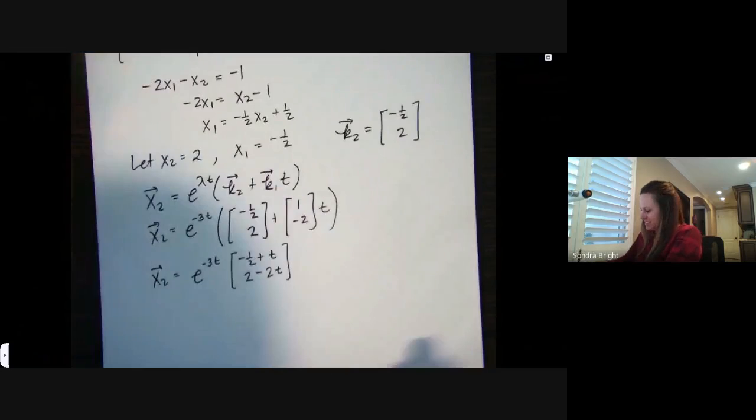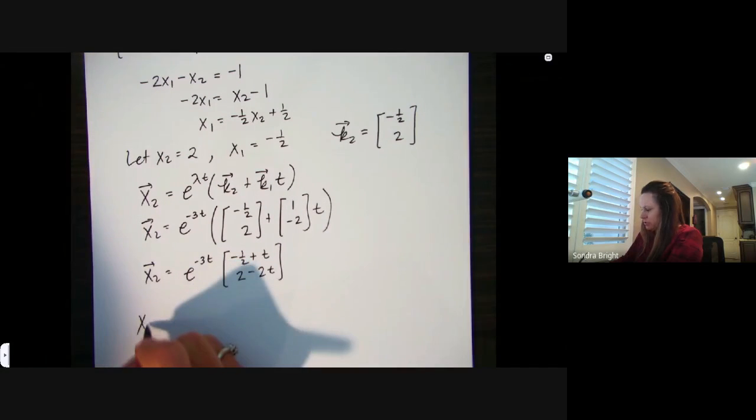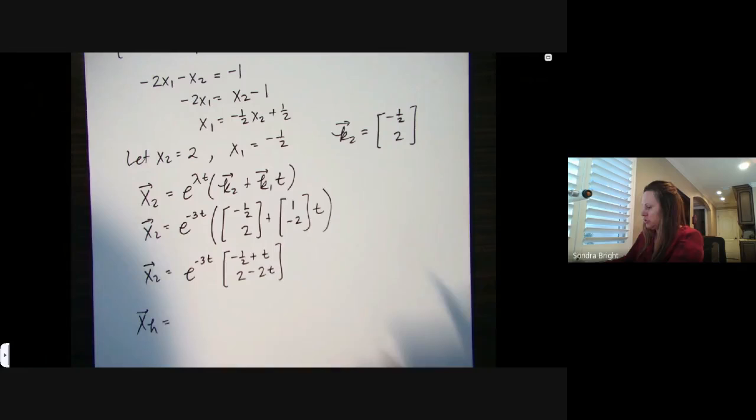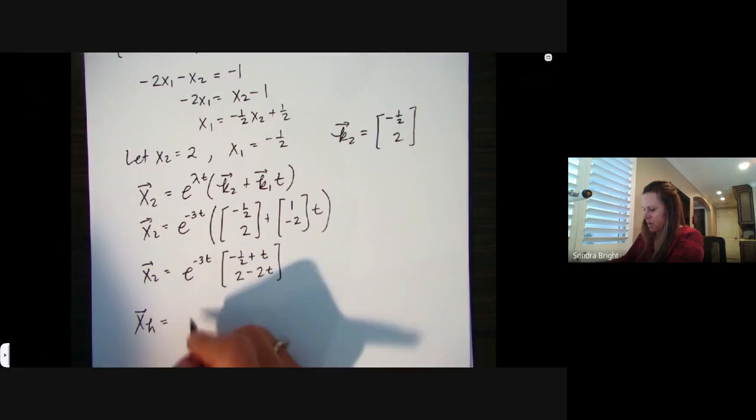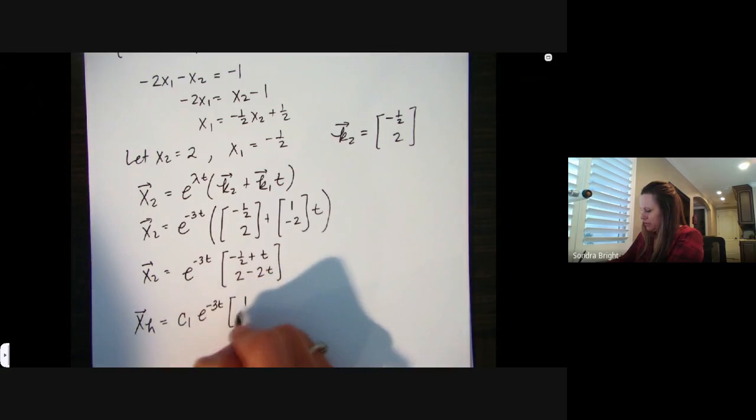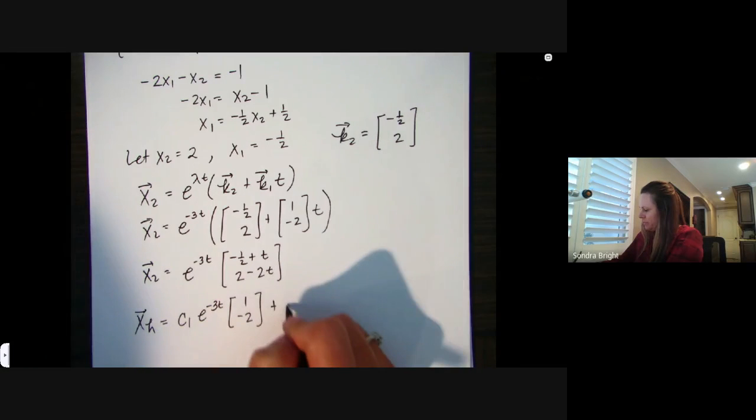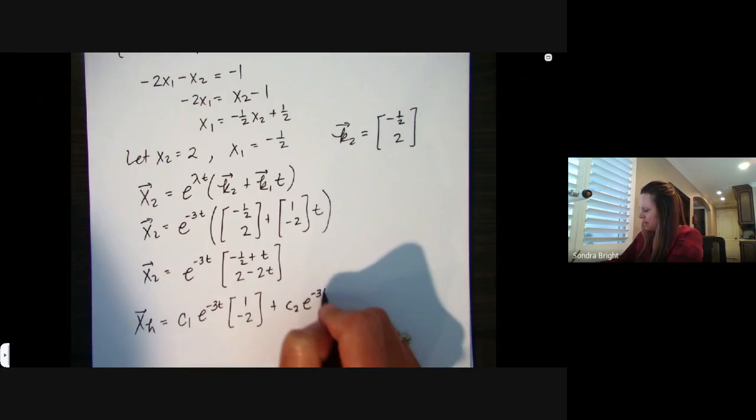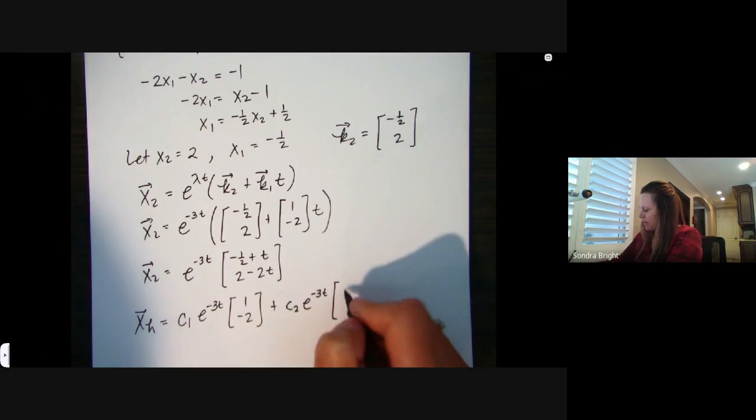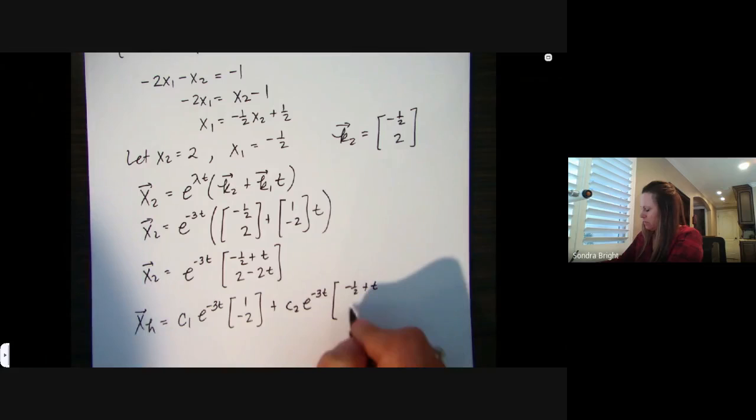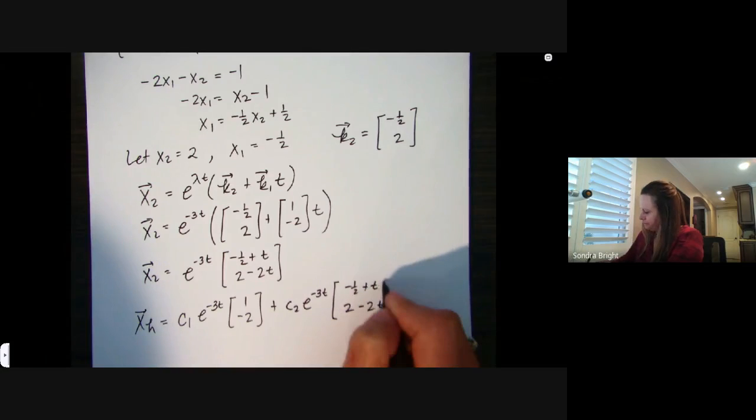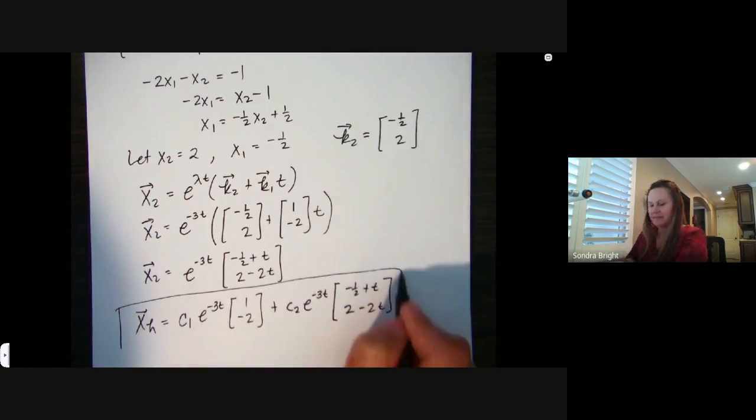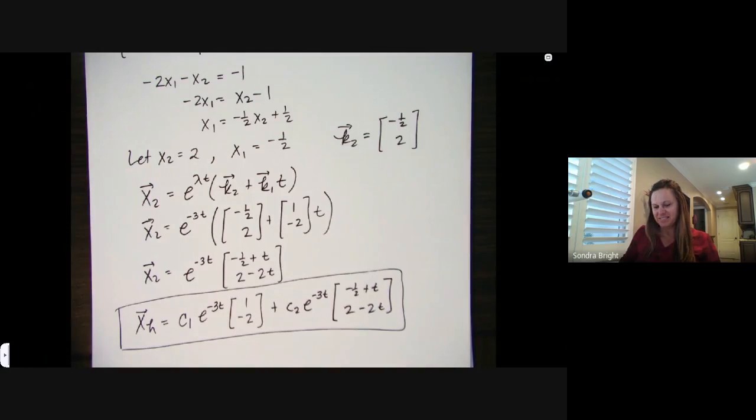Isn't that nice? All right, so your homogeneous solution to the whole thing is the linear combination of your two solutions. So C1 e to the -3t times 1, -2, and then plus C2 e to the -3t times -1/2 plus t and 2 minus 2t. There you go. Nice. All right, let's do another example.